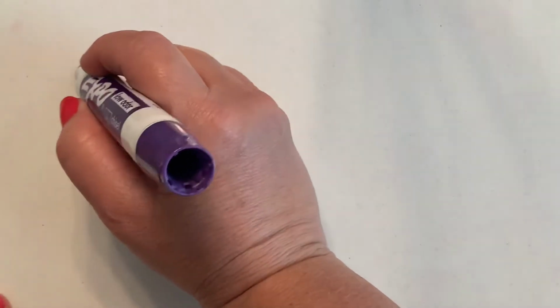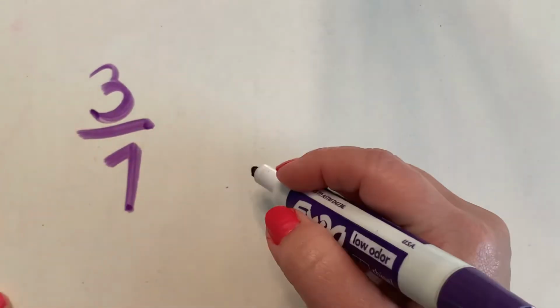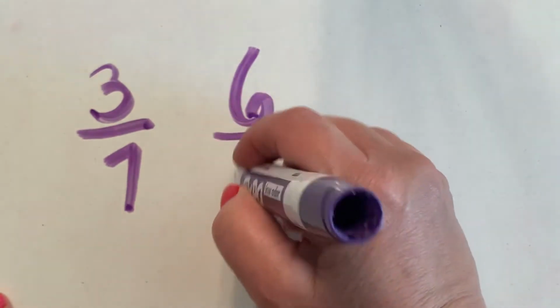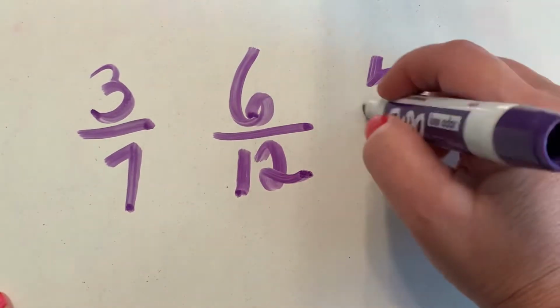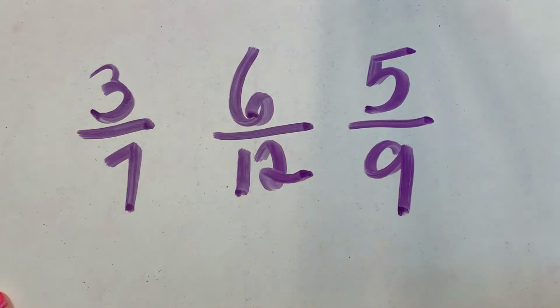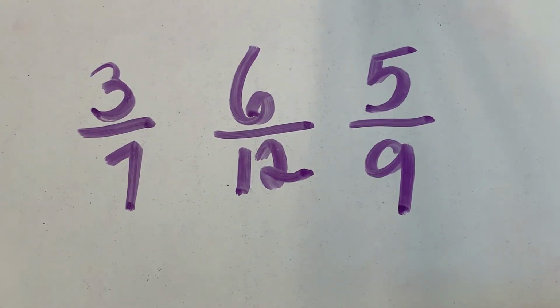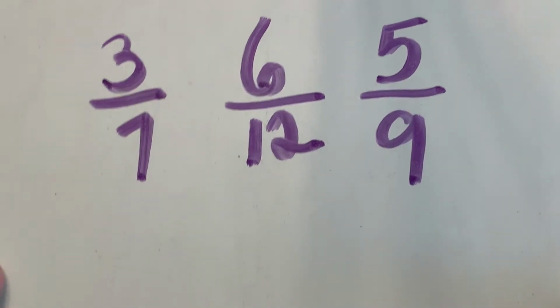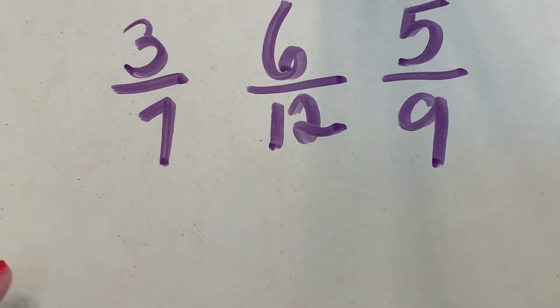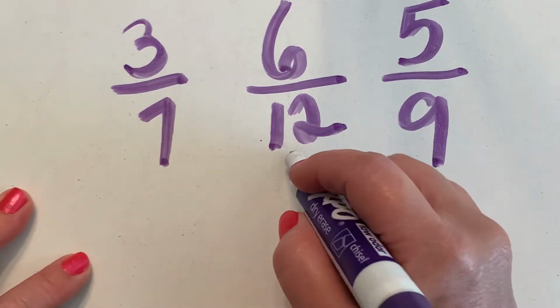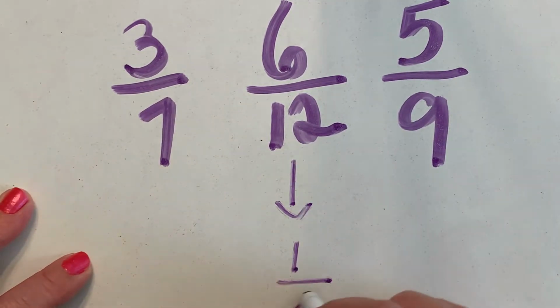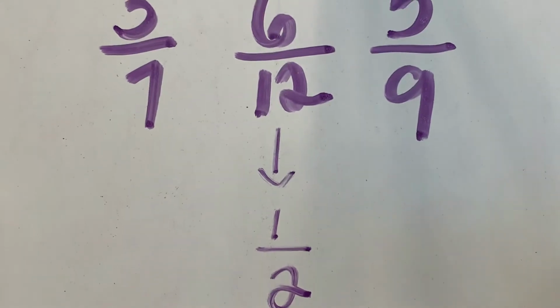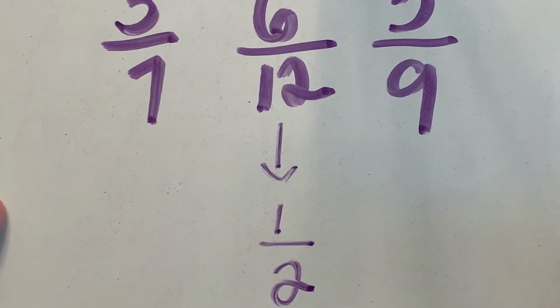Now look at example 3 on page 656. It has 3 sevenths, 6 twelfths, and 5 ninths. I have 3 fractions. A says, which fraction is below a half? Okay. Well, I'm going to push this up a minute. Which fraction is below a half? We already know that 6 twelfths is our half. Now, I'm going to show you how to tell a fraction is greater than a half or less than a half.